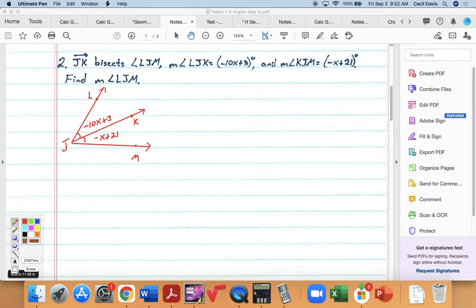The setup on this one is just the same as the last one. We're given those two halves, so we just set them equal to each other. Negative 10x plus 3 is equal to negative x plus 21. I'll always move the lesser x, so that's the negative 10, so I'll add 10x to both sides. Nice thing about doing that is it gets rid of all the negatives. I'm going to have 3 is equal to 9x plus 21. But it only briefly gets rid of the negatives, because now I'm going to subtract 21 from both sides.